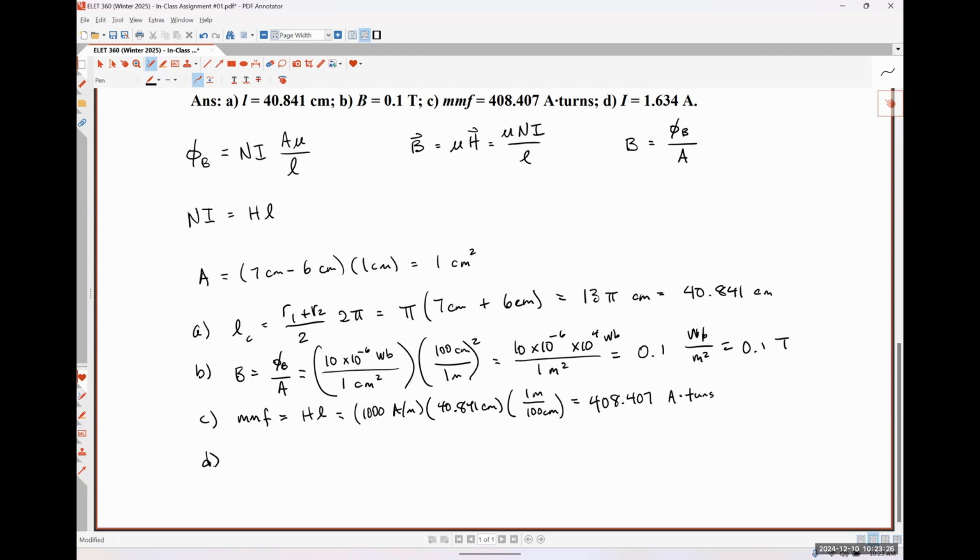Okay. And then lastly, we have calculating our current. So now that we know our MMF, we can simply divide by the number of turns. So current is going to be MMF over N. So that's 408.407 amp turns over 250 turns, gives us 1.634 amps of DC current flowing in our coil in order to generate that 10 microwebers of flux.